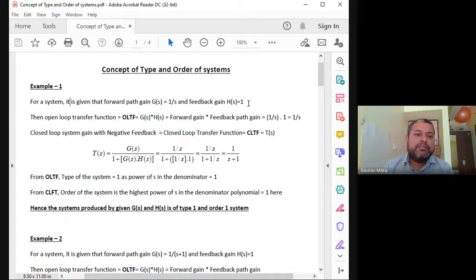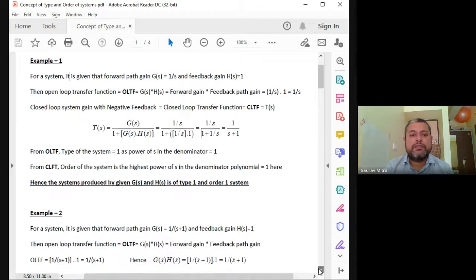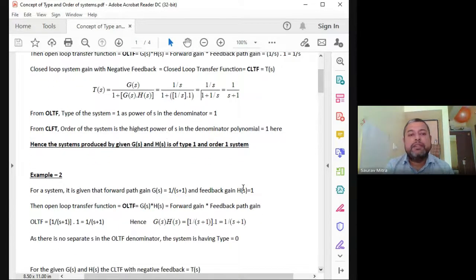So for a system, it is given that the forward path gain G(S) is equal to 1 by S and the feedback gain H(S) equal to 1. There is a concept called the open loop transfer function, and it is explained here clearly. It is the forward gain multiplied by the feedback gain, that is 1 by S into 1, which is 1 by S. For the same system, the closed loop transfer function will be G(S) divided by 1 plus G(S)H(S). You assume this to be a negative feedback system, so that's why this is plus.